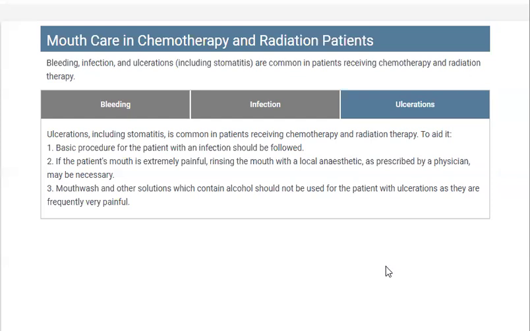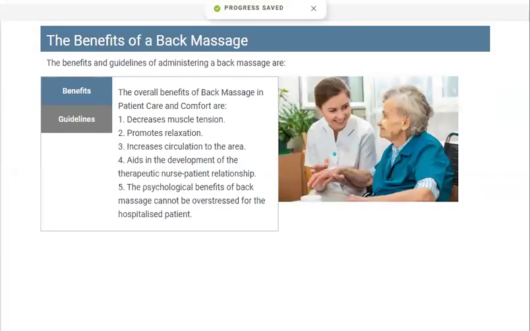The benefits of a back massage. The benefits and guidelines of administering a back massage are: benefits. The overall benefits of back massage in patient care and comfort are: 1. Decreases muscle tension. 2. Promotes relaxation. 3. Increases circulation to the area. 4. Aids in the development of the therapeutic nurse-patient relationship. 5. The psychological benefits of back massage cannot be overstressed for the hospitalized patient.